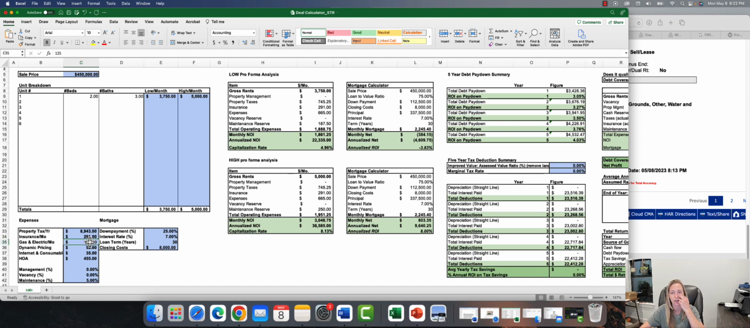Gas and electric can vary. It seems like a pretty small property, so I put in 125. You can always increase that, but that was just a rough estimate.